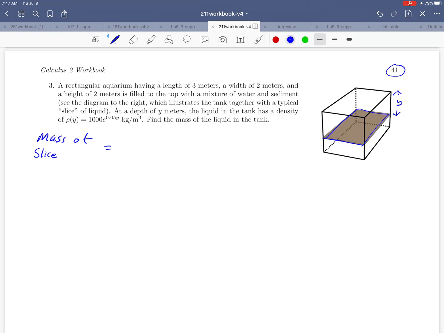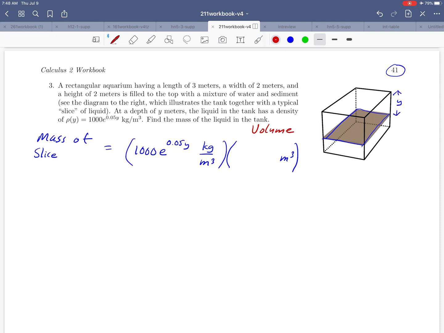Well, we could start off finding the mass by writing down the density. We've got a function for that that looks like 1,000 e to the 0.05 y, and I'm going to include the units, kilograms per cubic meter. My question to you is, if we start with units of kilograms per cubic meter, what units would we need to multiply by to get units of mass? Well, what are units of mass, first of all? They're kilograms. So we need to multiply by something that's going to cancel the meters cubed out. And what physical quantity is measured in cubic meters? Volume is.